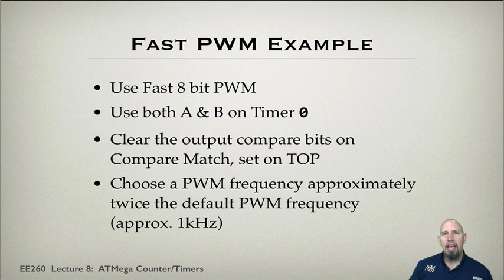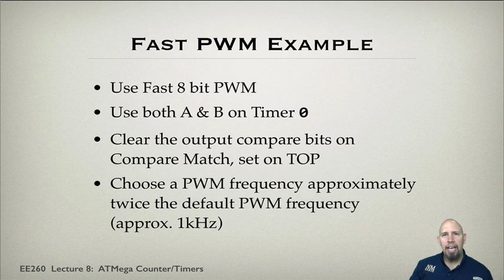So let's take a look at an example of fast pulse width modulation. Here's the problem. We want to use fast 8-bit pulse width modulation. We want to use both A and B on timer 0, so both channels. We want to clear the output compare bits on compare match and set on top. We want to choose a pulse width modulation frequency approximately twice the default pulse width modulation frequency, so approximately 1 kilohertz. This is what we want to do in our pulse width modulation example.